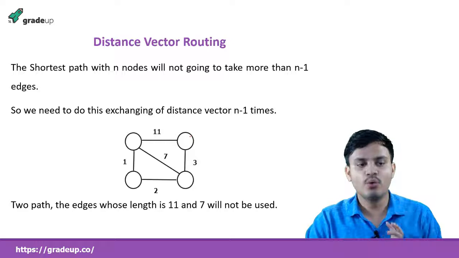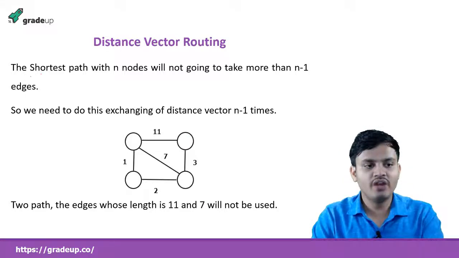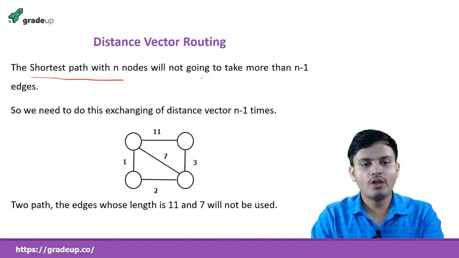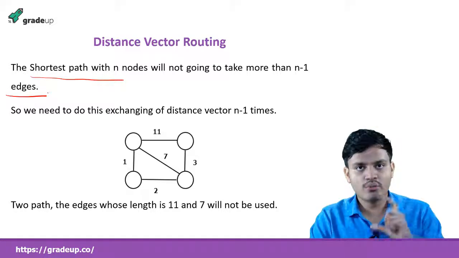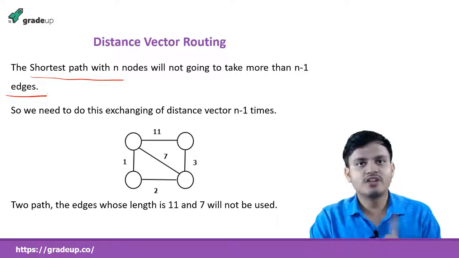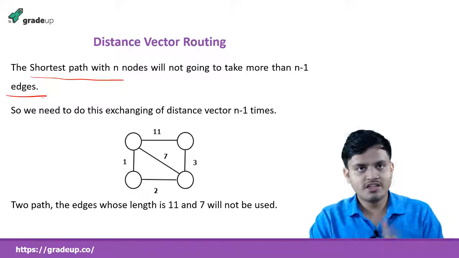Once they do it, it will be the shortest distance using one intermediate node. But a shortest path with n nodes will not have more than n minus 1 edges. With n nodes, if you want to find the shortest path between two nodes, it will not consist of more than n minus 1 edges. If it consists of more than n minus 1 edges, it means it has a cycle. So it will not consist of more than n minus 1 edges. So you have done this procedure one time.